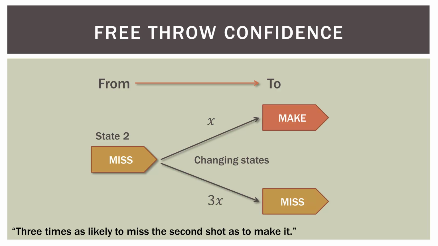Now remember, those have to add up to 1. So using algebra again, x plus 3x equals 1. So 4x equals 1. x equals 1/4. So we substitute x back in, and our probabilities are 1/4 and 3/4. So if we miss the first shot, we have a 25% chance of making the next one. If we miss the first shot, we have a 75% chance of also missing the second one.